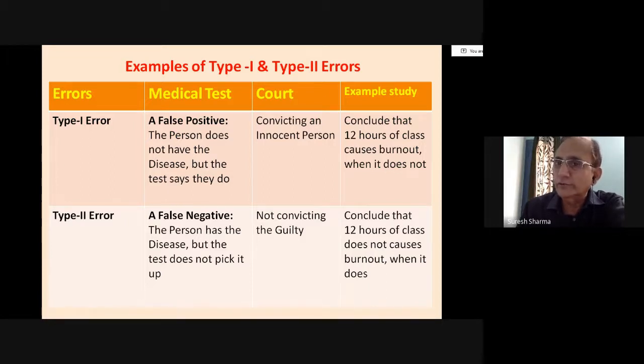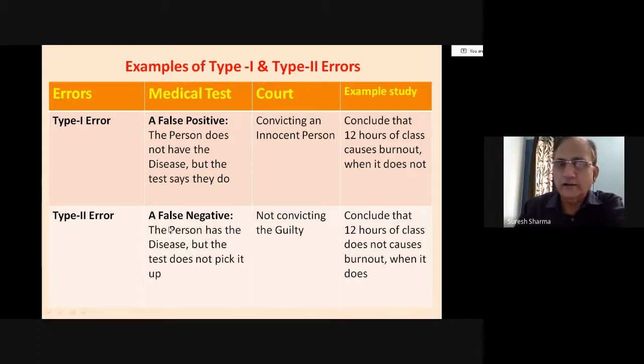Then what will happen to the patient? What will happen to the person? He will be put into the hospital with other patients, right? He was not having any symptoms, but he will develop it then because they are COVID-19 patients. That is called false positive. The person doesn't have the disease, but the test says they do have. This is type 1 error.